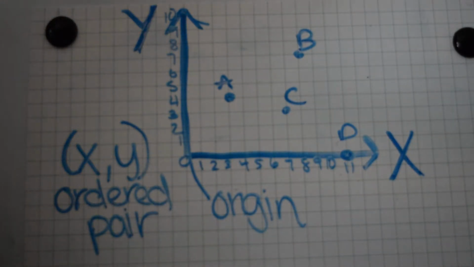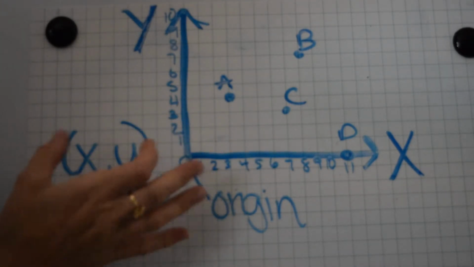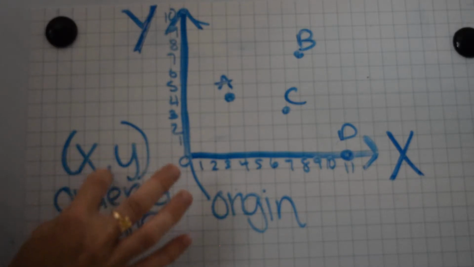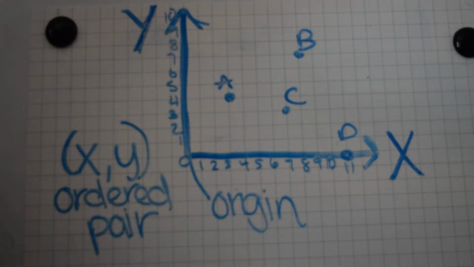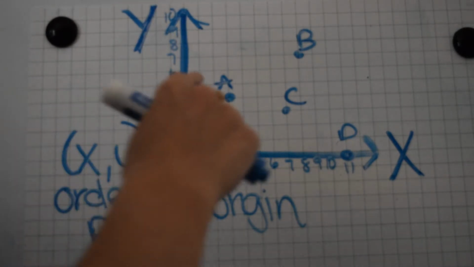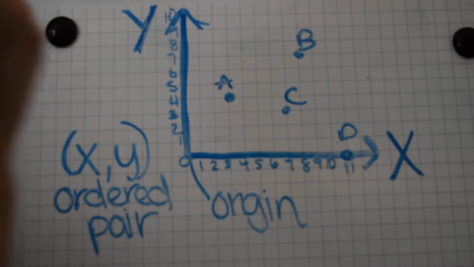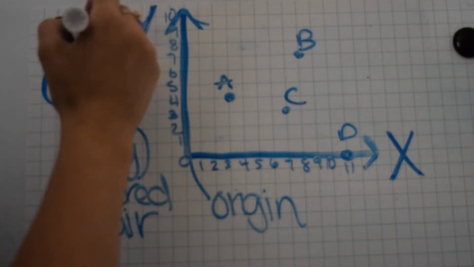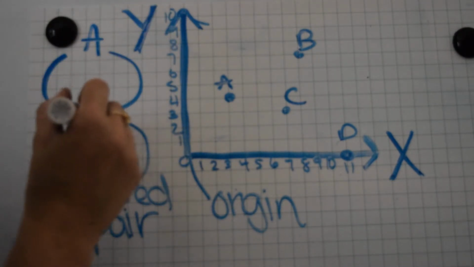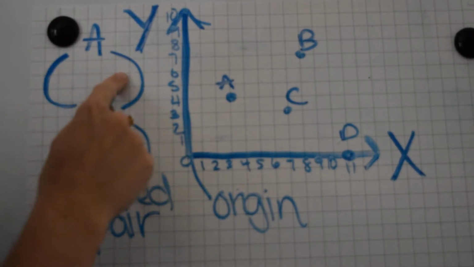Now, how do you list an ordered pair? An ordered pair is always listed in parentheses as the x coordinate, comma, y coordinate. So let me show you an example. Let's say I want to know where point A is located. Well, I need to list it as an ordered pair. I'm going to say, what is A? So A will have an X number and a Y number.